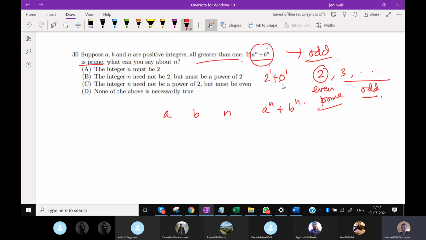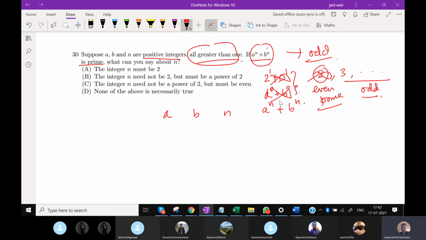Or the other way it can be 2 is if both numbers can be anything, but the power has to be 0. This is the other way it can be 2. These are the only two ways in which it can be 2, because all are positive. Agreed? So it is given all are greater than 1. That is why they have specified this. So neither of these two cases is valid. So it cannot be 2. So that means this has to be odd.